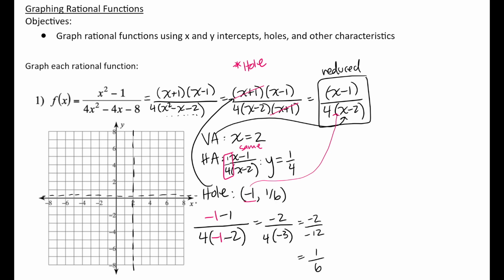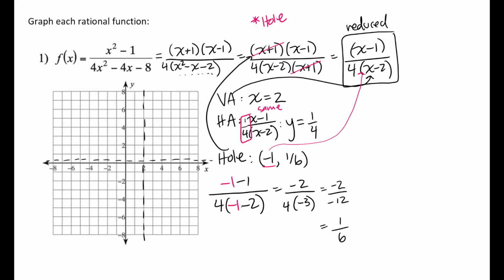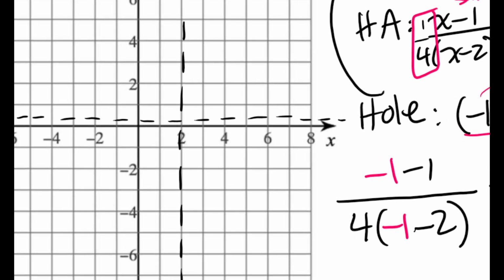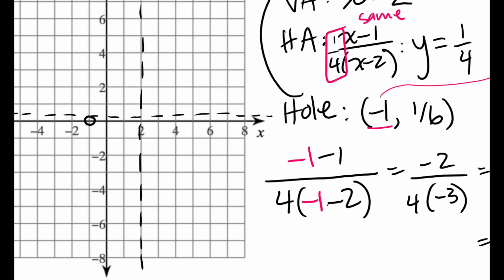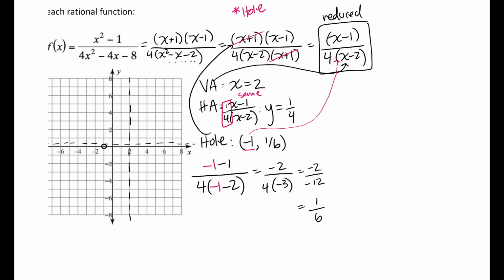Okay, so at -1, 1/6, we have a hole. Okay, so that's a very small amount above the axis. So I'm going to put a hole right here. I'm exaggerating it a little bit, but there it is.